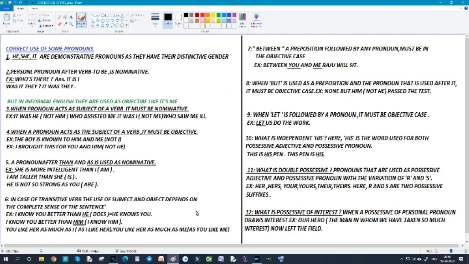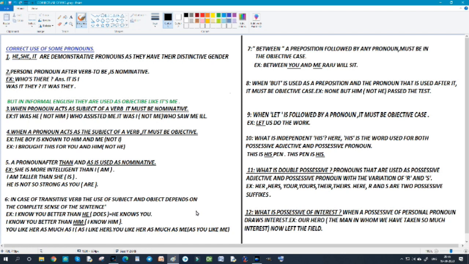Rule number 9. When let is followed by a pronoun, it must be in objective case. So, let us do the work. Let us do the work. Here us is in objective case.